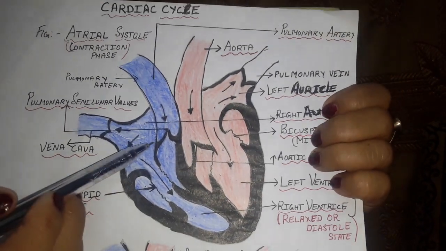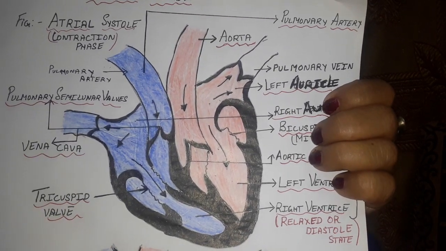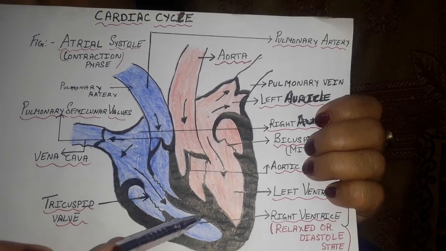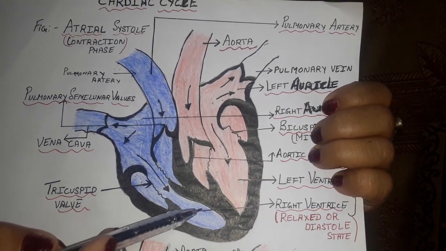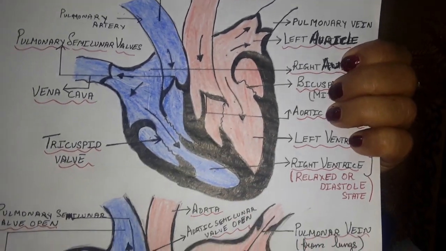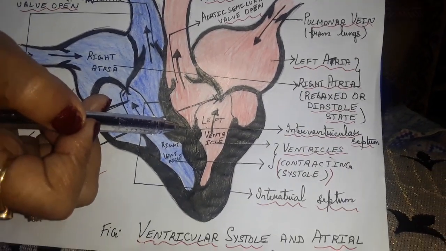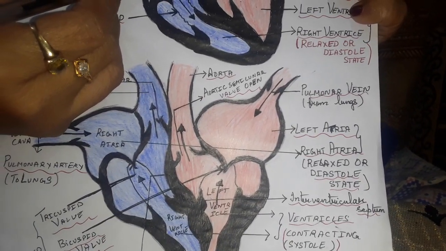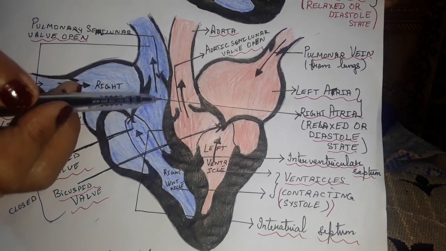Now, when the atria are in a contraction phase, the ventricles are in a relaxed state. The relaxed state of the heart is called diastole. Clear? Now, what happens? After the relaxation phase of the ventricles, they undergo the contraction phase. The contraction phase of the ventricles is called ventricular systole, while the contraction phase of the atria is called atrial systole. What happens in the ventricular systole?